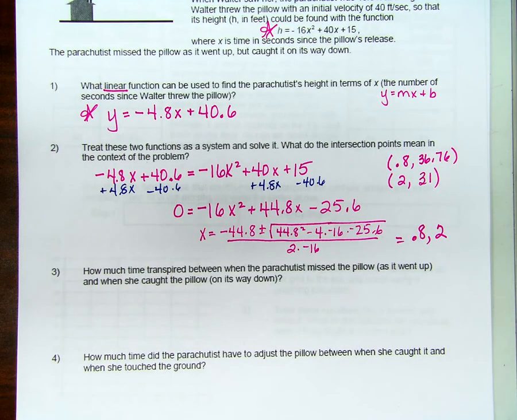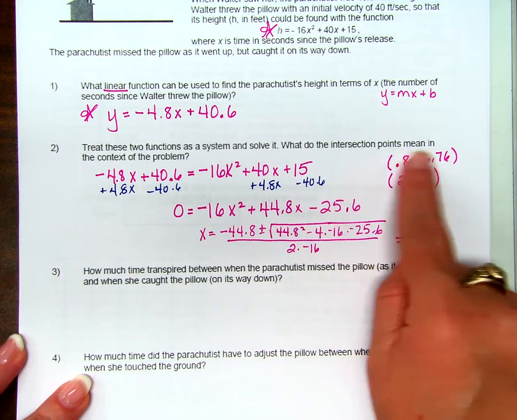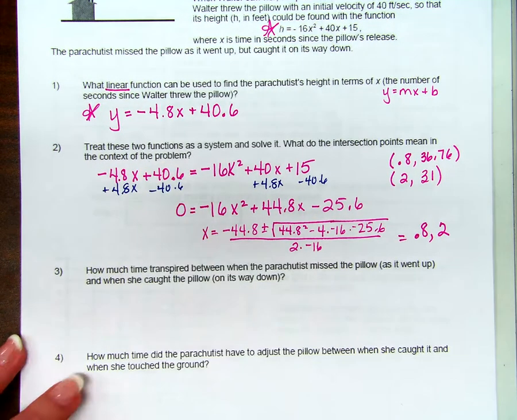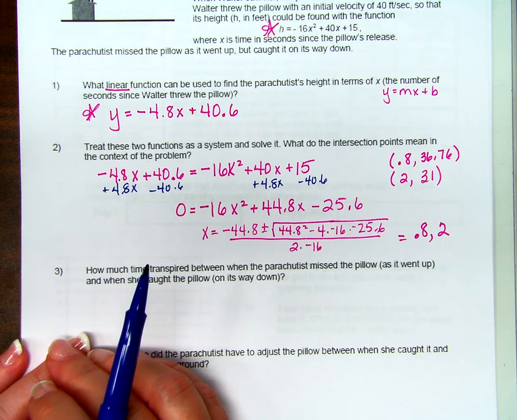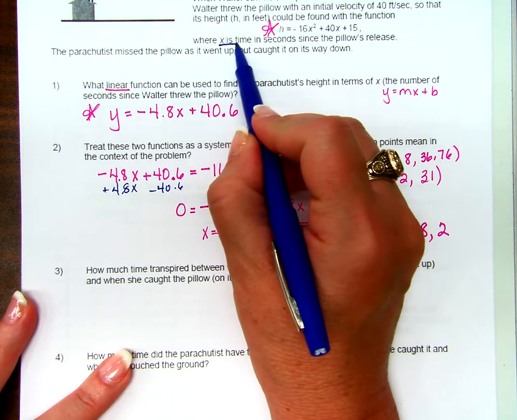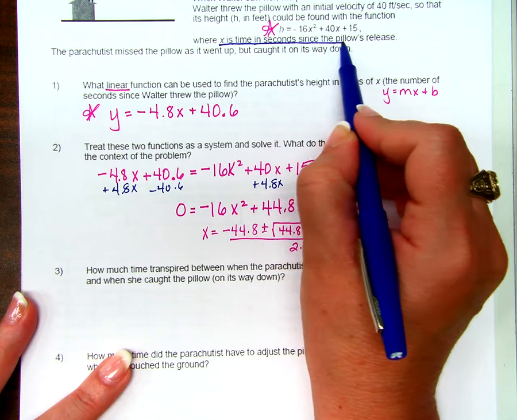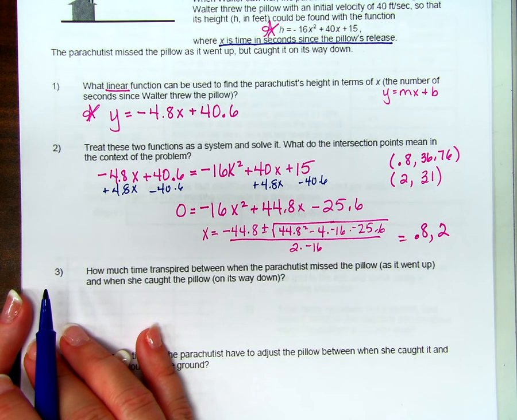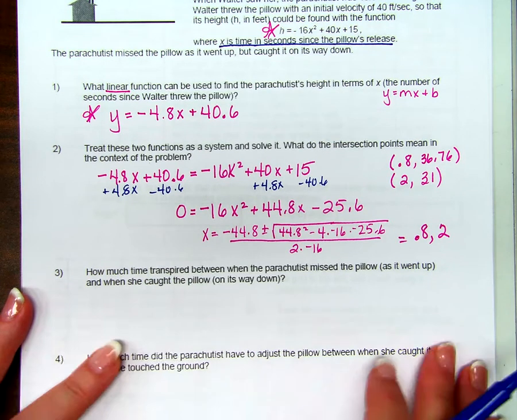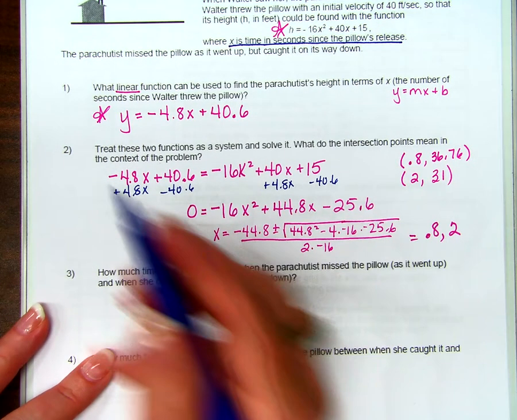Now we have to answer the rest of the question on problem number 2. The rest of the question says, what do the intersection points mean in the context of the problem? What do my x and my y mean, first of all, in the context of this problem? X is the time in seconds since the pillow's release. So x is my time. What's my y? How high? Okay, so let's see if I can figure out what's happening here.